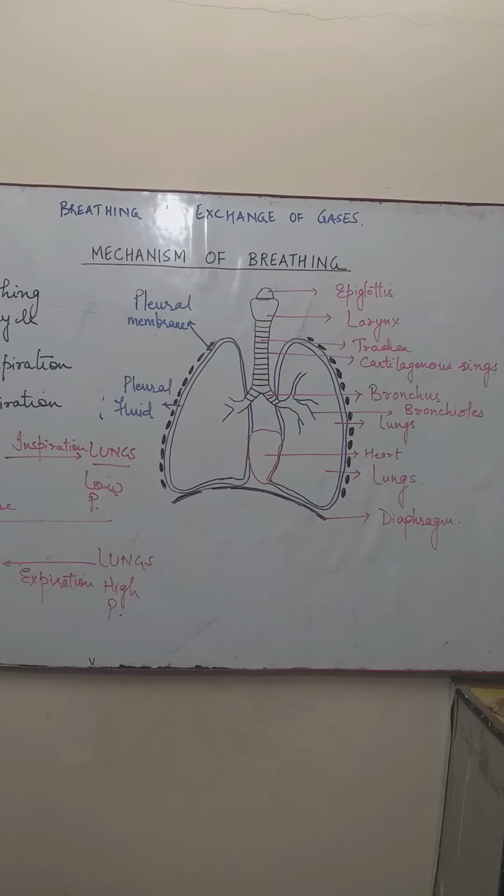Now, relaxation of the diaphragm and the intercostal muscles again causes the sternum and the ribs to go back to the normal position, and they reduce the thoracic volume also. So this results in the loss of pulmonary volume, and as a result of this increase in intrapulmonary pressure, the air will be expelled from the lung to the outside.